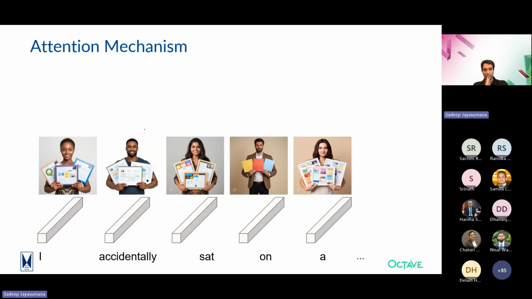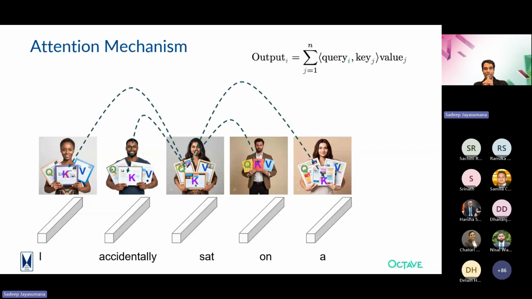Okay, so now with this in mind, let's look at all the vectors. We have 5 vectors corresponding to the 5 words in my sentence, or partial sentence: I accidentally sat on a. As I was saying, these vectors are like people holding boards, and now they talk to each other. They exchange their keys and queries. They go with their query and try to see whether their query matches other people's keys. Technically, it's an inner product. So the query is what you are looking for, right?